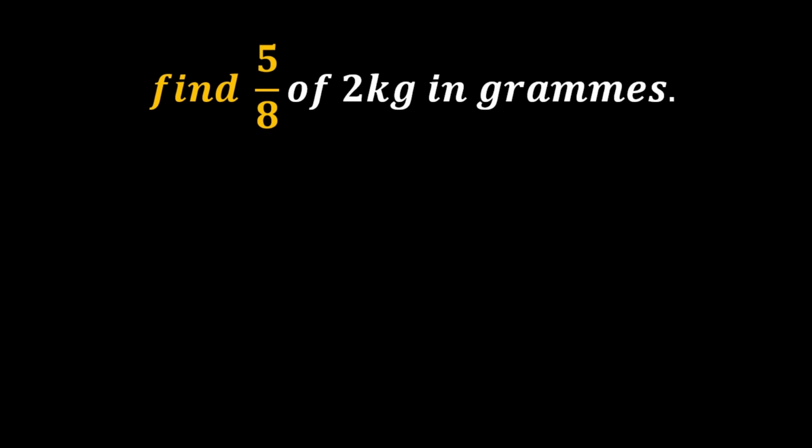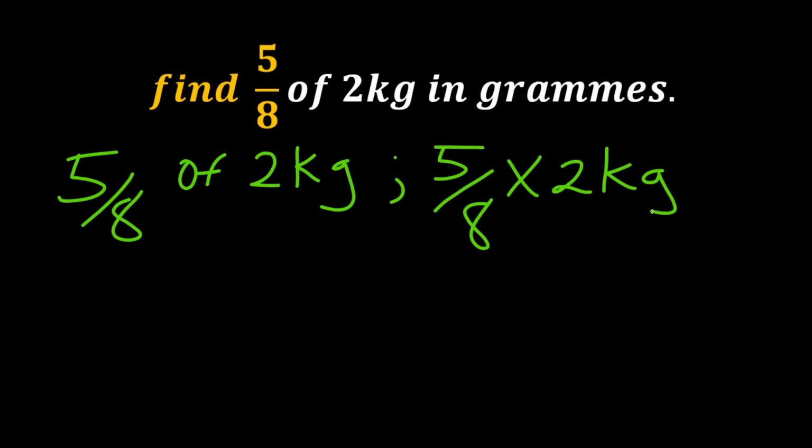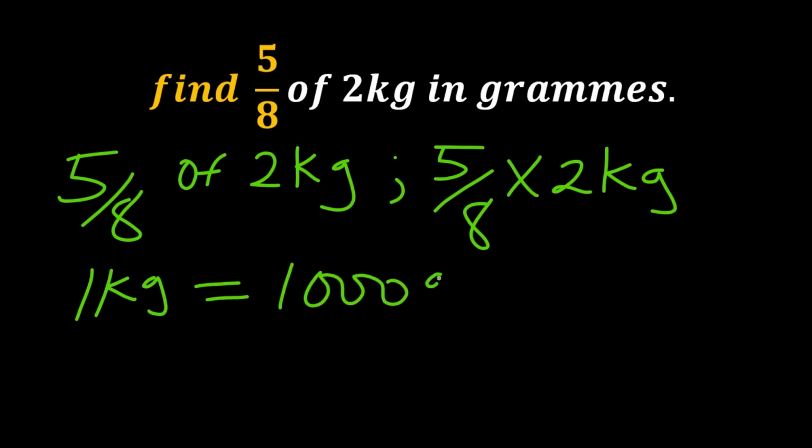Let's find 5/8 of 2 kilograms in grams. 5/8 of 2 kilograms means 5/8 times 2 kilograms. From the SI unit table for mass, 1 kilogram is equal to 1000 grams.